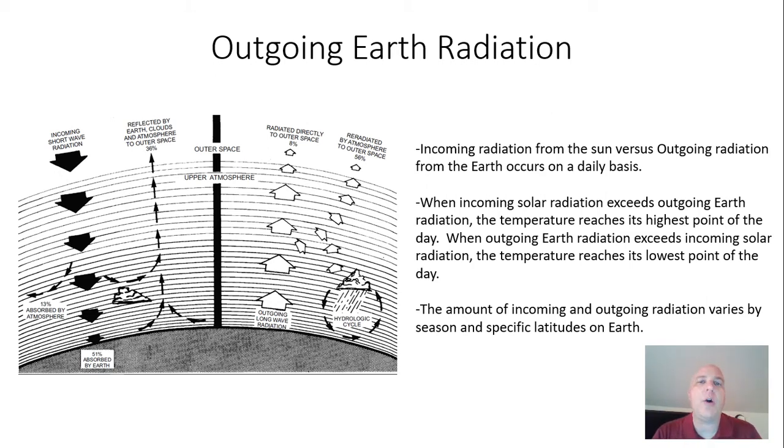Now let's turn our attention to outgoing Earth radiation. So really it comes down to this: incoming radiation from the sun versus outgoing radiation from the Earth. This occurs on a daily basis, as well as a seasonal basis, by the way. Now when incoming solar radiation, insolation, exceeds the outgoing Earth radiation, the temperature reaches its highest point of the day. So in the middle to late afternoon, we tend to have the warmest temperatures because of this. Now, when the outgoing Earth radiation exceeds the incoming solar radiation, the temperature will reach its lowest point of the day. This typically occurs around sunrise or shortly thereafter each morning.